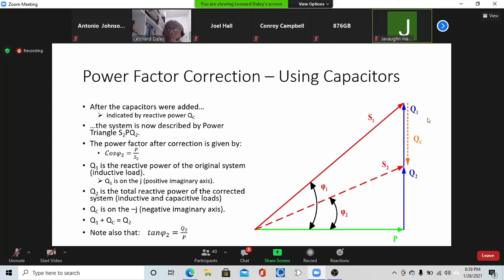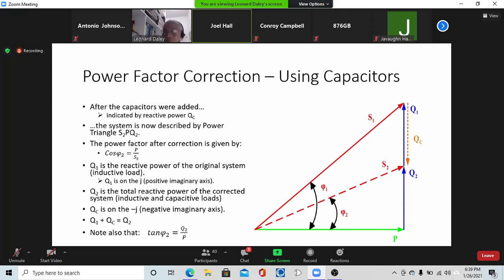Q1 is also imaginary, but it's positive. This vertical line here is your imaginary axis. P is the real, Q is our imaginary. But you have positive imaginary like Q1, and you have negative imaginary like QC. The positive aspect behaves like inductance, and the negative aspect represents the capacitor, the reactive capacitance.